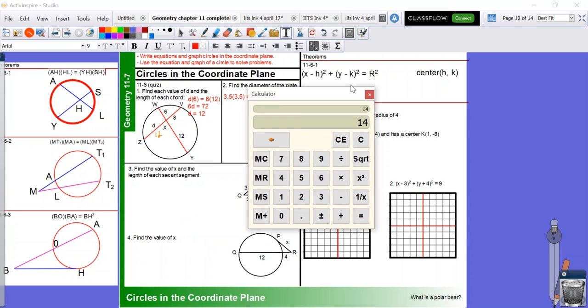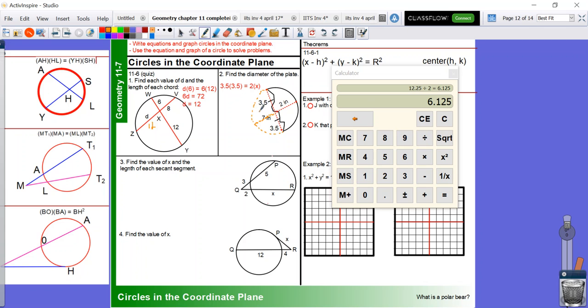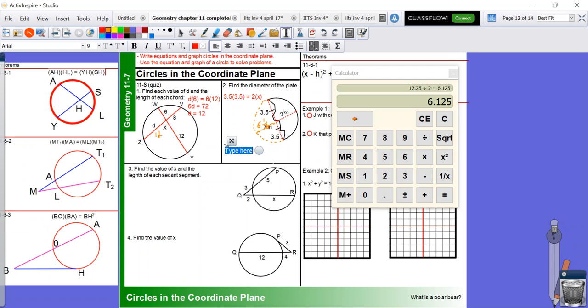All right. So we have 3.5 times 3.5. So we know that this product is 12.25. So now we'll divide it by 2. So we know that this segment here is 6 and 1/8, because 0.125 is 1/8, which means the diameter of the plate is going to be 8, because 6 plus 2 is 8, and 1/8 inch.